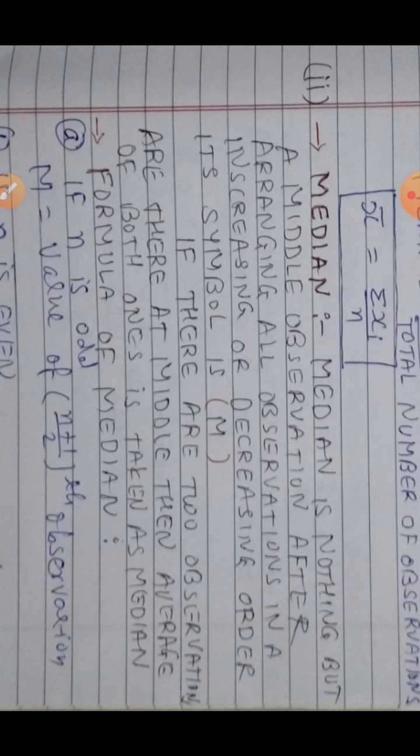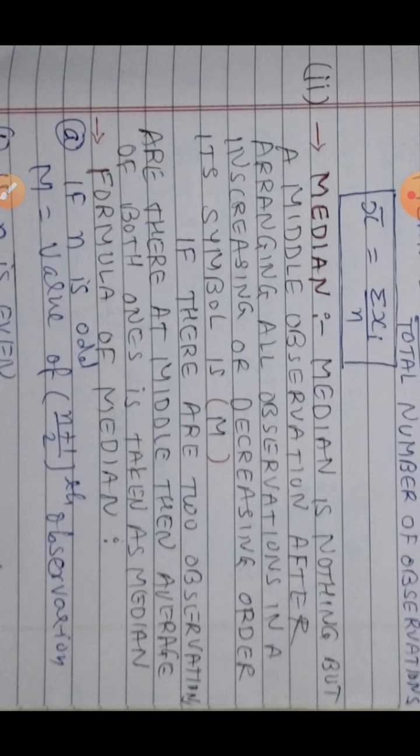Whenever these types of problems arise, whenever the total number of observations is even, then there are two middle observations. If the total number of observations is odd, then only one observation will be there and that is the median, and you can identify it very easily.